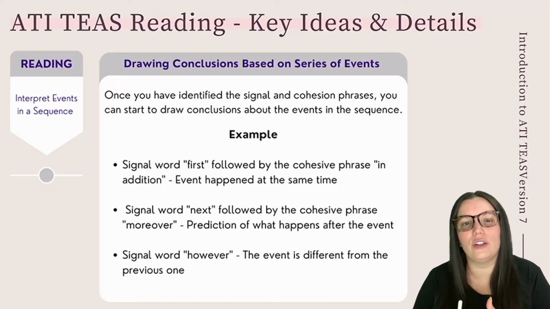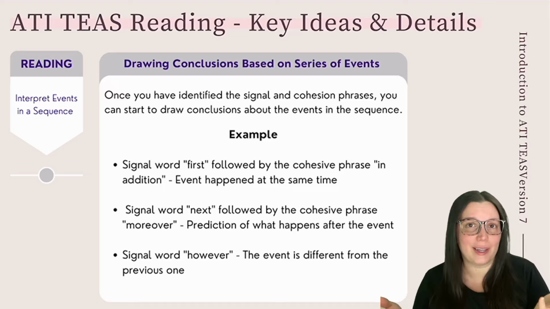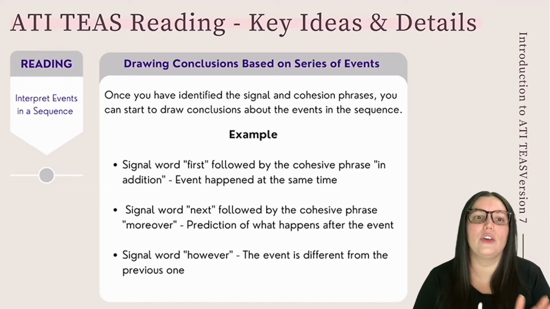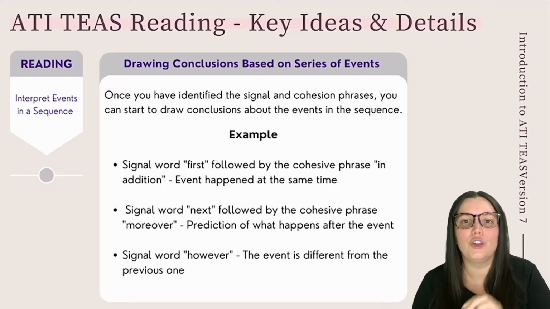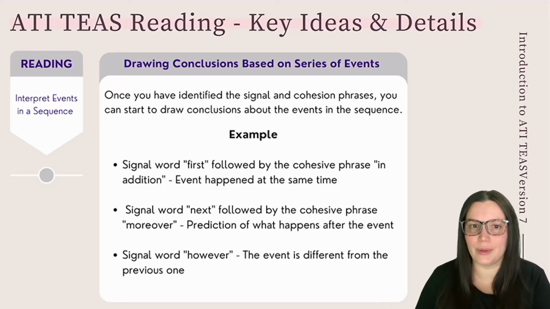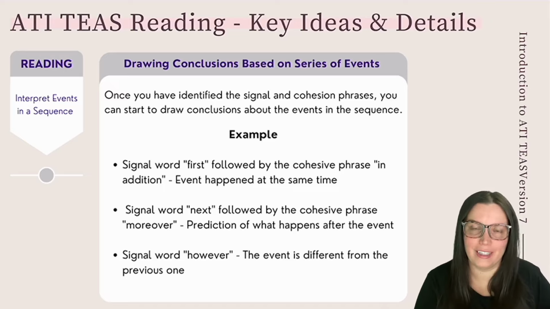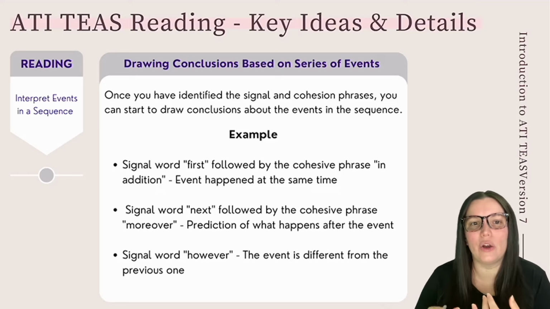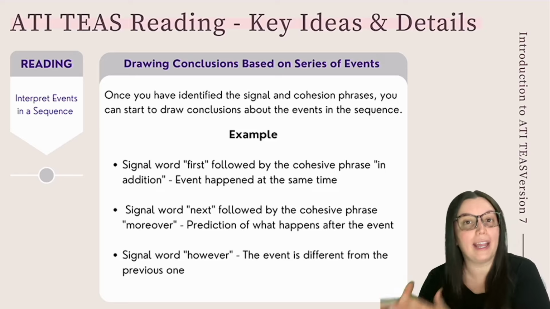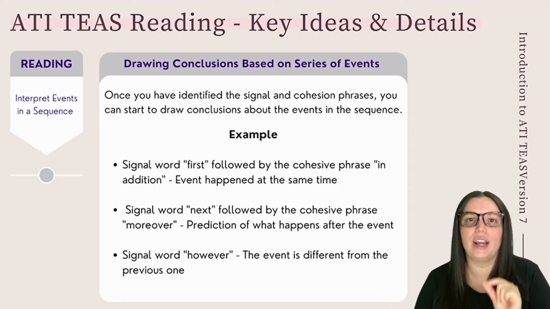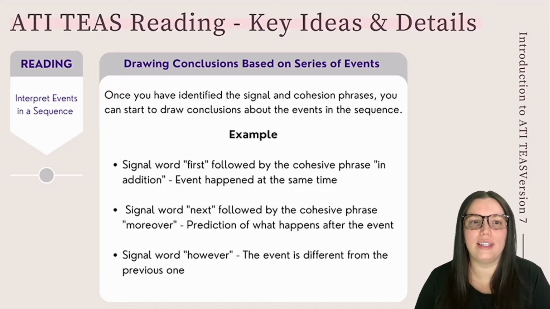You can also use signal and cohesion phrases to make predictions about the future. So if you hear the signal phrase next, followed by the cohesive phrase moreover, you can predict that the event that you're about to hear about happened after the event that was just mentioned. And lastly, signal and cohesion phrases can also be used to compare and contrast events. So for example, if you hear the signal phrase however, you know that the event that you're about to hear about is different from the event that was just mentioned.